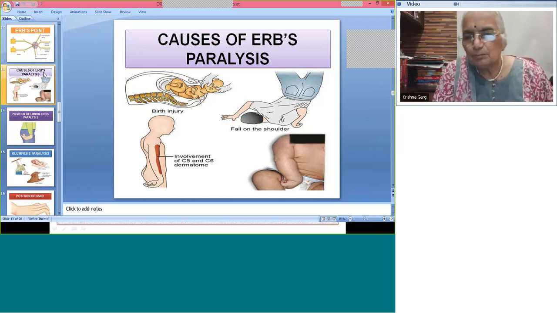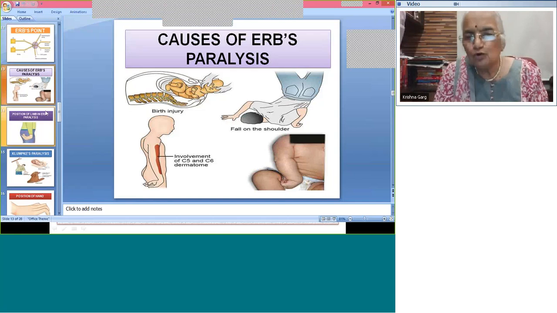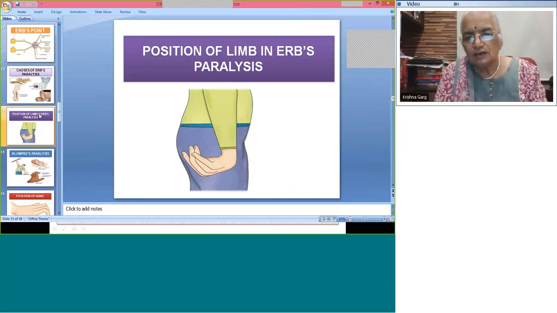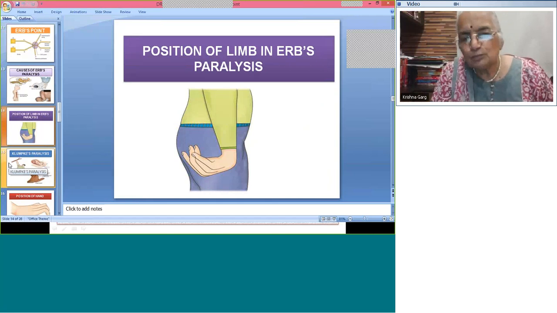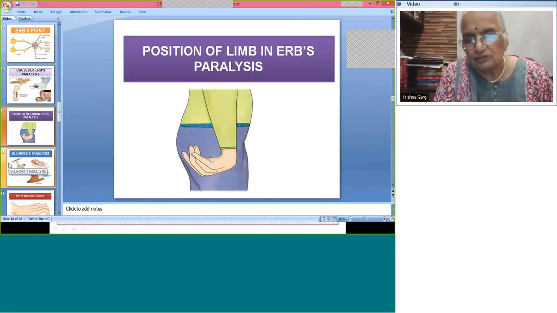And the position of the limb is that the upper limb is adducted and medially rotated. The elbow is extended. The wrist is flexed. The interphalangeal joints are flexed. It looks as if a policeman is taking a tip.